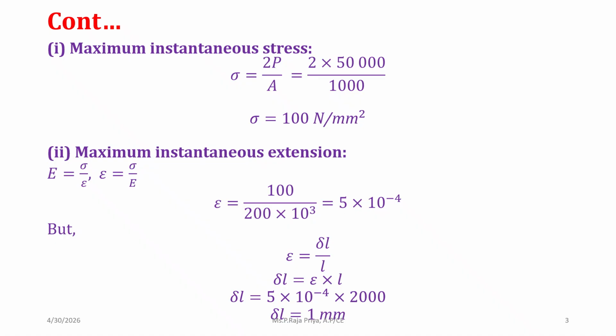Next, what is the next question asked? Instantaneous extension. And here Young's modulus is given as stress by strain. So strain will be stress by Young's modulus. So this is the value of stress we have found out in the previous step. The Young's modulus value is already given in the problem. So substitute and find out strain. We are asked to find out the extension, but we have found out the strain. So what is strain? It is change in length by original length. We are asked to find out this delta L, and delta L will be strain into length. Strain value is known, length is given in the problem. Substitute and find out delta L.